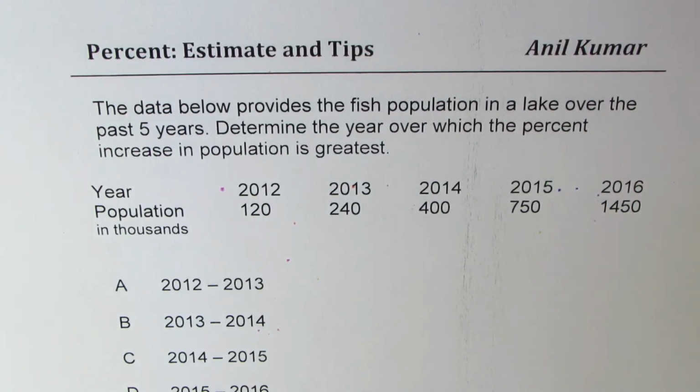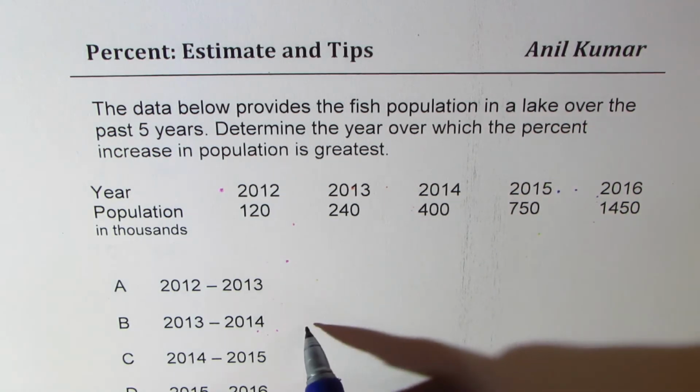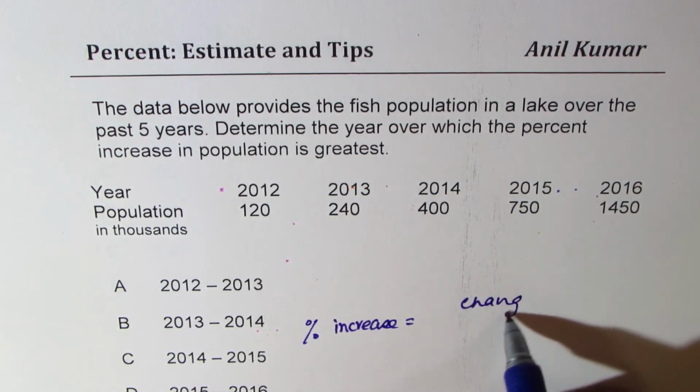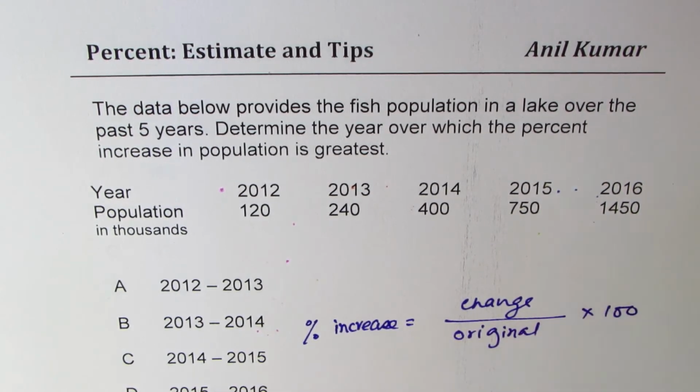Next question here is, the data below provides the fish population in a lake over the past 5 years. Determine the year over which the percent increase in population is greatest. Now what is percent increase? So percent increase means change divided by original times 100. So we have to see the change divided by original. You get an idea, right? So it is kind of a ratio.